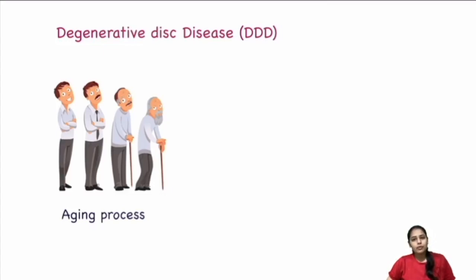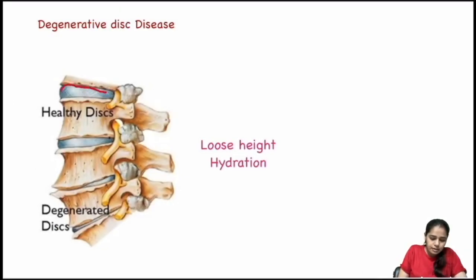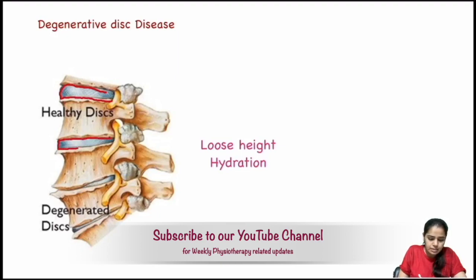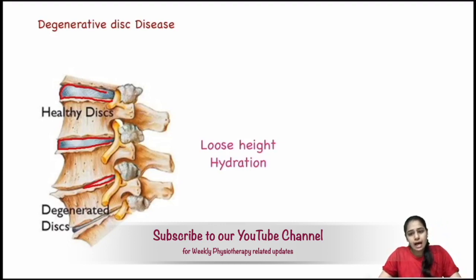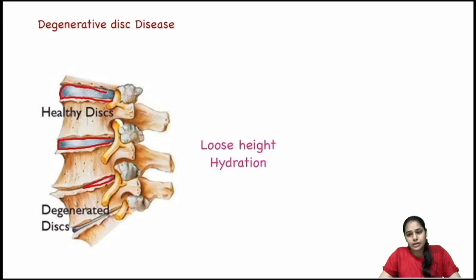So let me give you a picture of how a healthy disc is different from a degenerative disc. This is the healthy disc between the two vertebrae. You can see the height here, and this is the degenerative disc. In degeneration, the disc loses its height and its hydration. It's unable to provide stability to the spine.